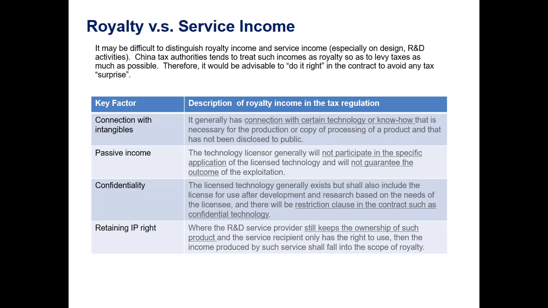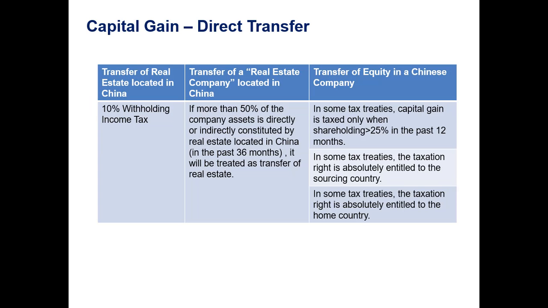Another thing is capital gain. For capital gain, it doesn't have connection with beneficial owner, but it has connection with from selling what kind of property you get the capital gain. The standard treatment is 10% withholding income tax rate, no difference from others. Yeah, but there is some difference from selling real estate or selling equity.